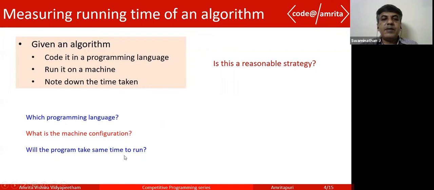The other thing is, will the program take the same time to run always, even on the same machine? Not necessarily. At the microsecond or nanosecond level, there can be some difference. So what would you take as the real running time if you have multiple running times? That's a fundamental question. C and C++ run faster than Java, which runs faster than Python. If you implement the program in Python, you will get one measure of time, and if you do it in C or C++, you will get another. What would you take as the running time?